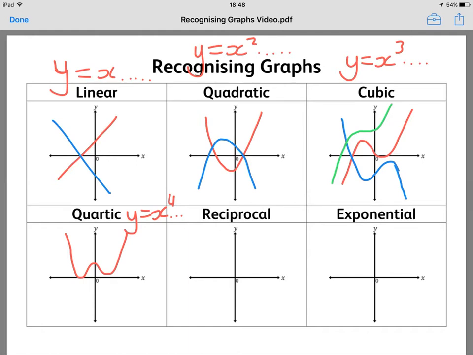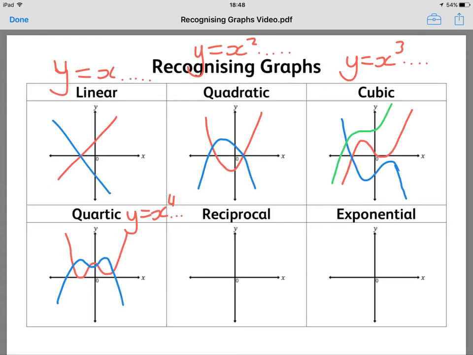Play with stuff like Desmos, free software, and you'll get to know how they work. This is a negative one. There you go. Yeah, they won't probably come up in GCSE, but ultimately it's got one less turning point than the highest power of x. That's kind of how that works.